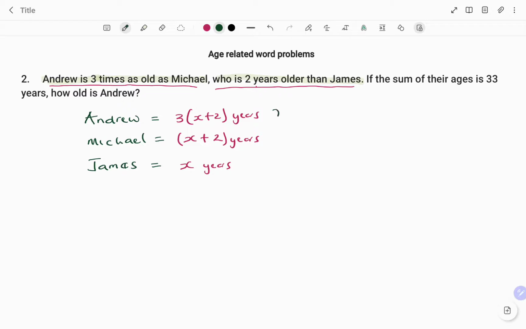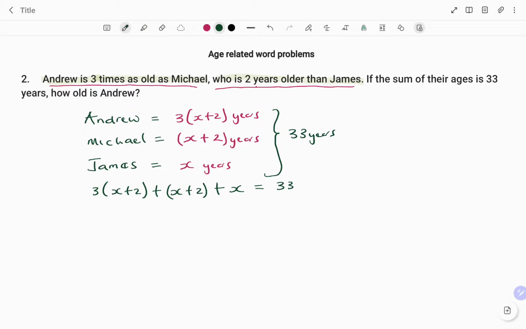So the sum of their ages, that means I'm going to add all this. That should give us 33 years. So I have 3(x + 2) plus x plus 2, that's the age of Michael, plus the age of James, x, must give us 33.